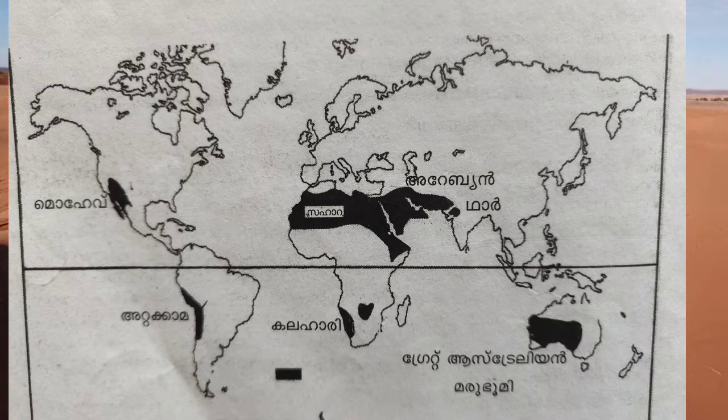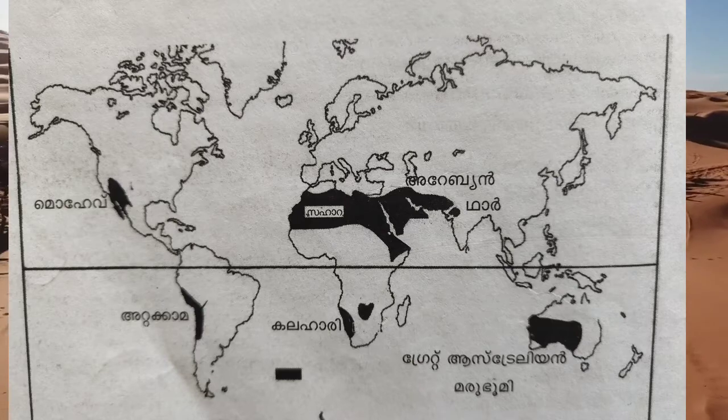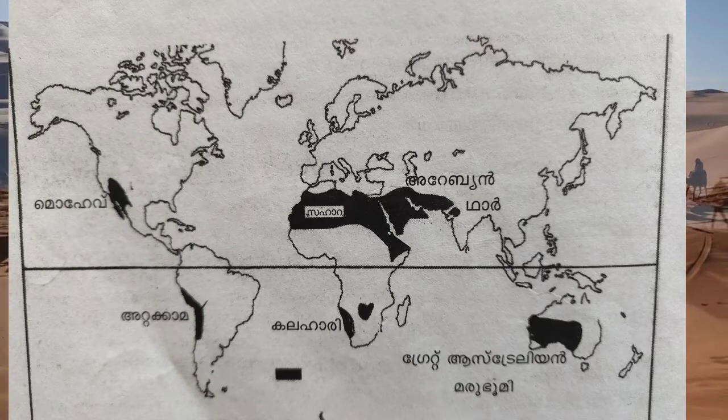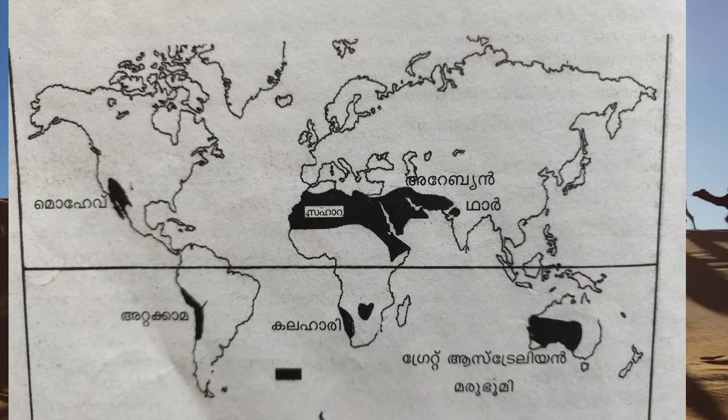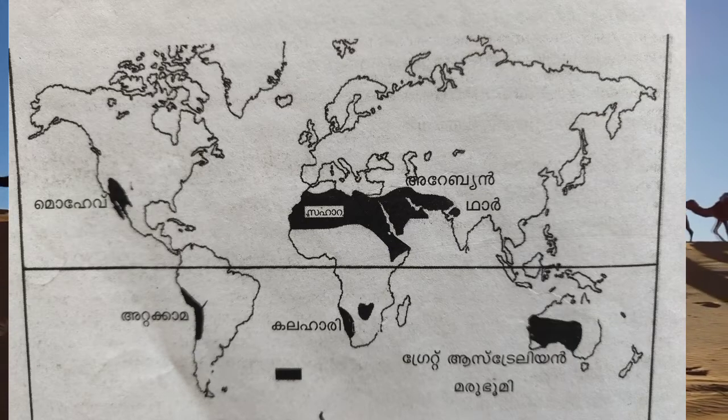Australia. The next one, Atacama. It lies in South America. Then next one, Mojave. It lies in North America. So that worksheet is over.